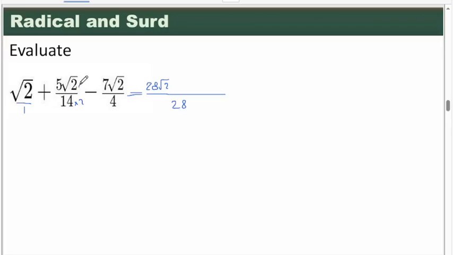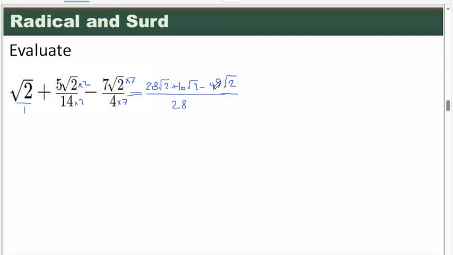So to keep the balance, I have to do it for the numerator, so 5 times 2 gives me positive 10 square root of 2. And for the last one, multiplied by 4 multiplied by 7. 4 times 7 gives me 28, so I have to do it for the numerator, so it would be negative 7 times 7 would be negative 49 square root of 2.